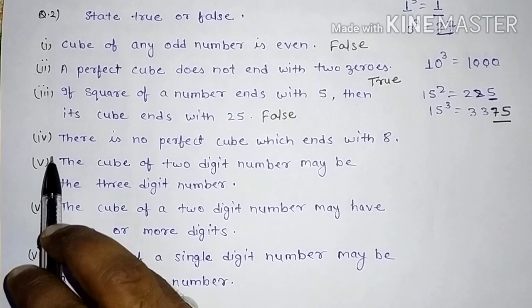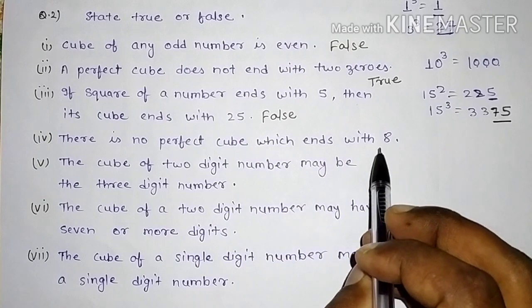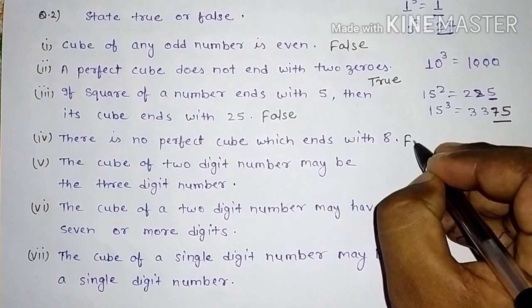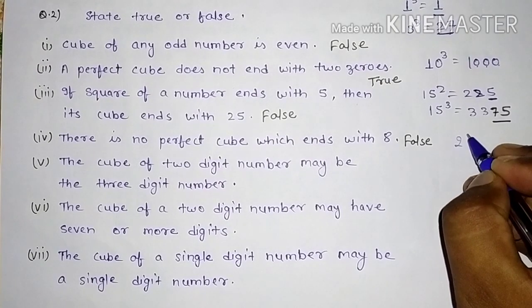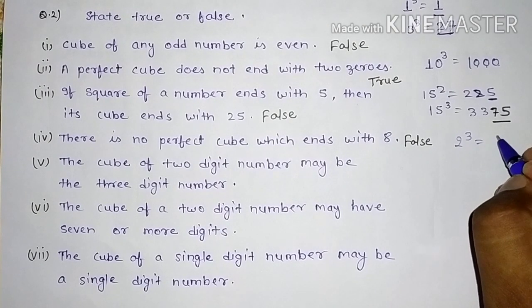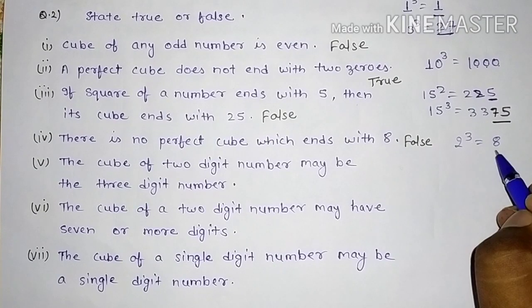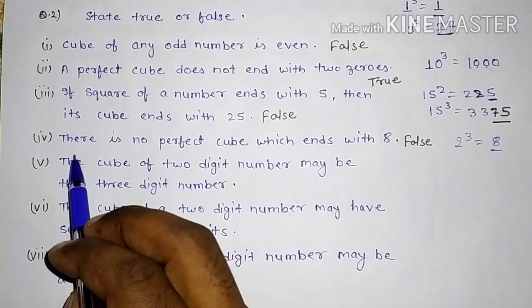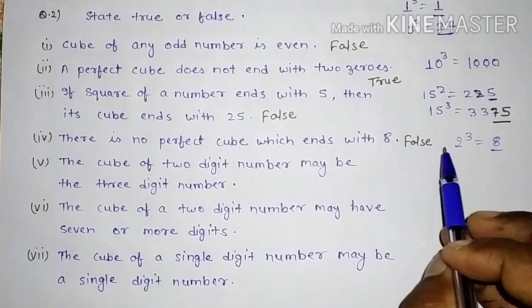Now question number 4. There is no perfect cube which ends with 8. So it's completely false because we know that the cube of 2 is 8. 2 into 2 into 2, that is 8. So the cube of 2 ends with 8. So what is the statement here? There is no perfect cube which ends with 8. So it is completely false.